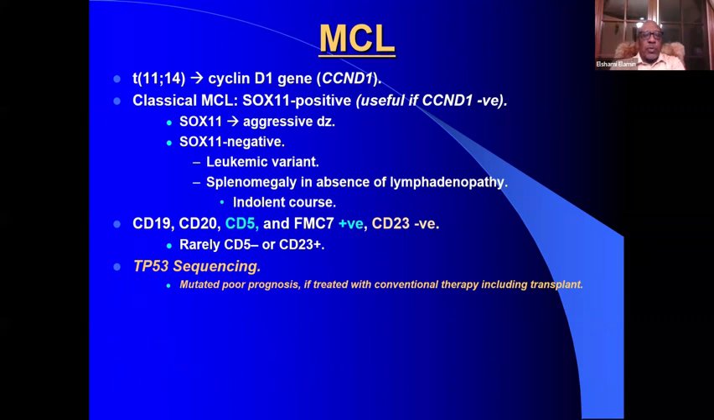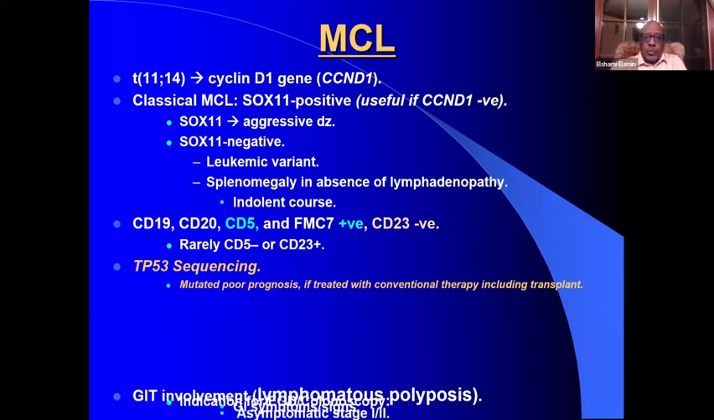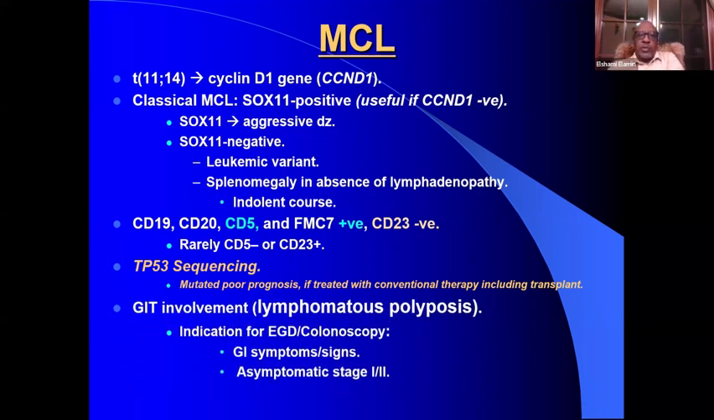TP53 sequencing. We do sequencing for the TP53. If it's mutated, it indicates poor prognosis if treated with conventional therapy. So you remember that. GI tract involvement. Mantle cell lymphoma is characterized by involvement of the GI tract. So especially for stage 1 or 2, you need to do endoscopies to rule out higher stage, or if the patient has GI symptoms, upper GI or lower GI symptoms, we do EGD and colonoscopy. Mantle cell lymphoma may involve the GI tract.